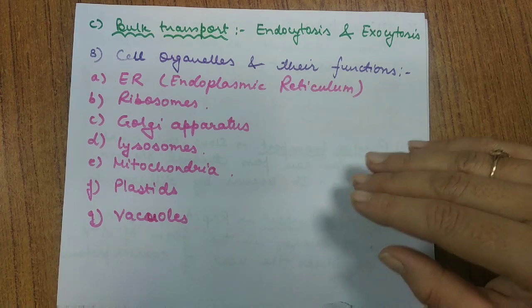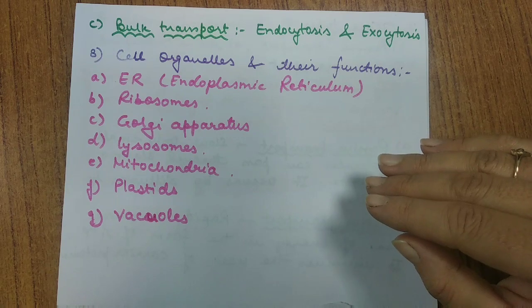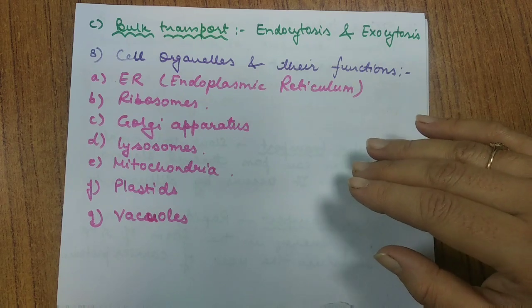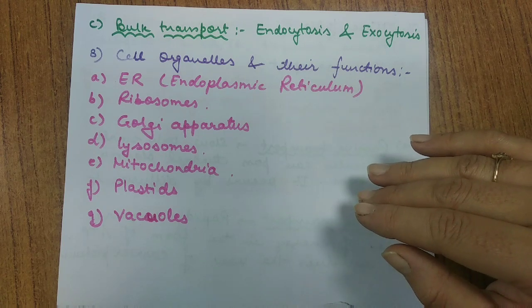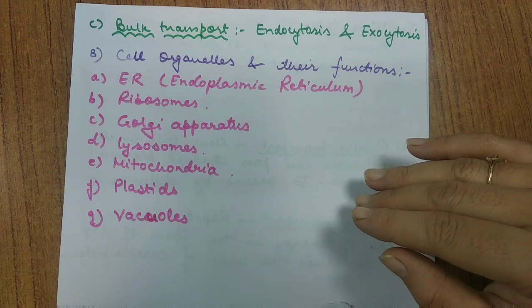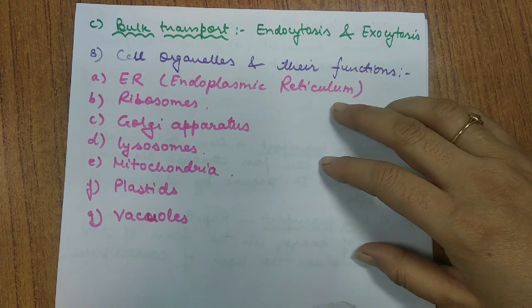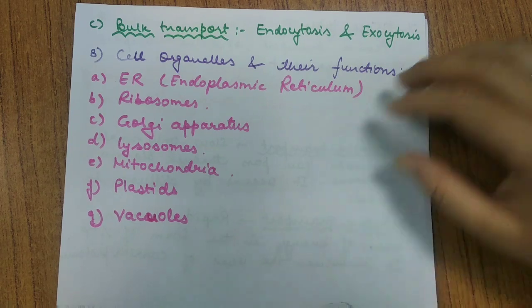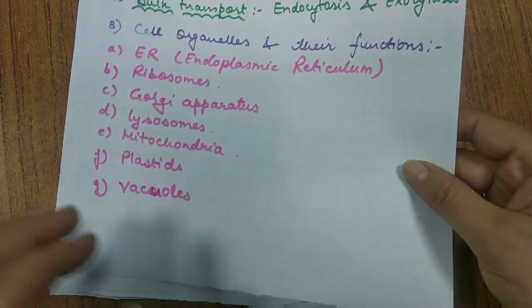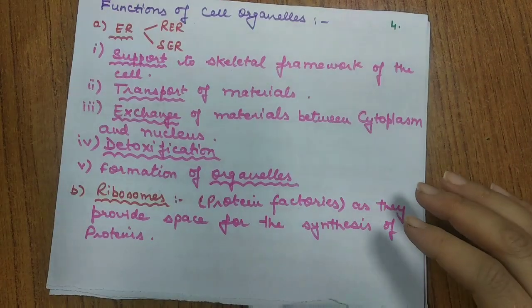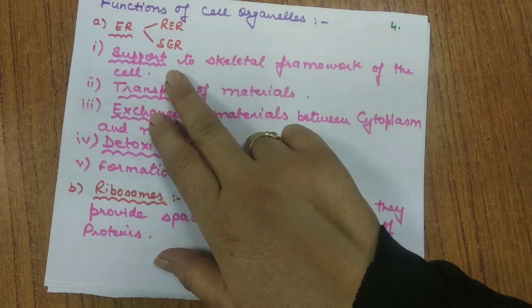Basically, the products do not pass into the lumen of endoplasmic reticulum in the case of SER, and it is free from ribosomes. The function of endoplasmic reticulum basically is support, transport of material, exchange of materials. All these are the important functions.